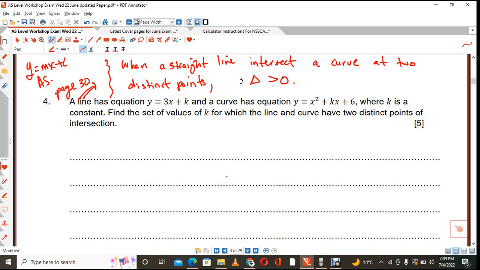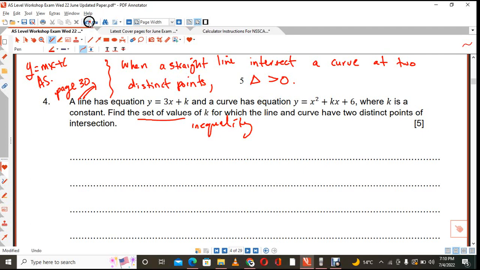First it says the line has the equation y equals 3x plus k. So we don't know where this line cuts the y-axis. And the curve has the equation y equals x squared plus kx plus 6, where k is a constant. Find the set of values. When a question says set of values, you are dealing with an inequality. Can you see that? Very important that you get it.